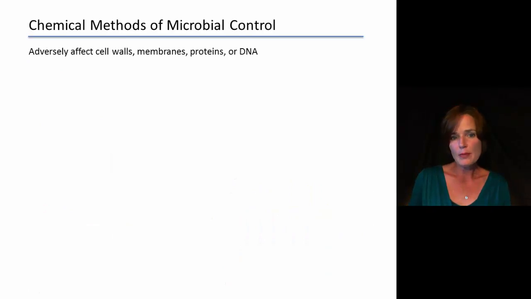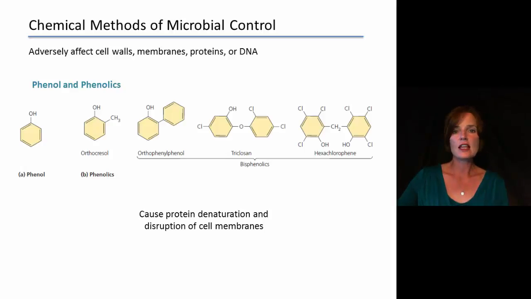If we look at some chemical methods that can be used to control microbe growth, these would be chemicals that can adversely affect cell walls, membranes, proteins, and also DNA. They can damage all of those things and in the end affect the overall metabolism, reproduction, and growth of the microbes. There is a long list of chemicals we could go through, so we'll just talk about some of the biggest, most popular groups that are used.